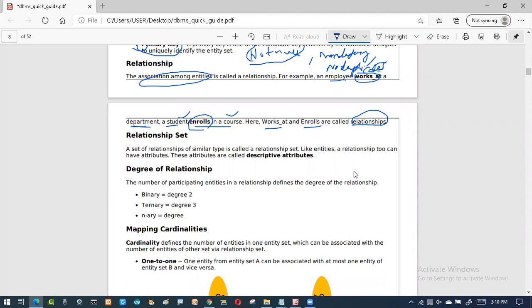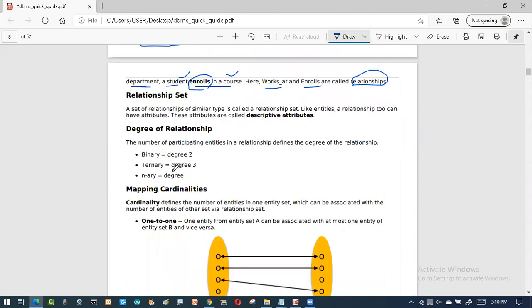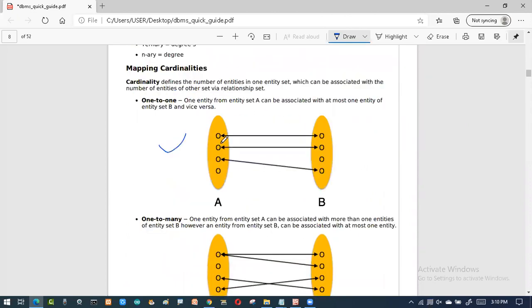Okay, now coming to the relationship, we have different kinds of relationship. We have one to one. So one to one will be like this, one arrow here and also one here. That means I can have one to one in this fashion, so I can go like this, one to one, or I can go like this.